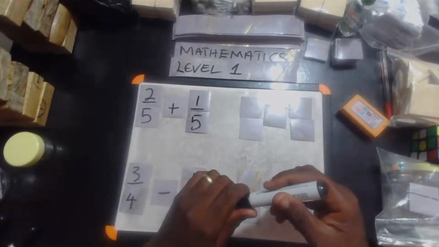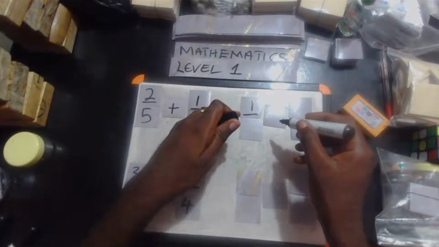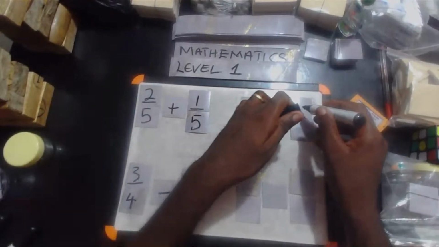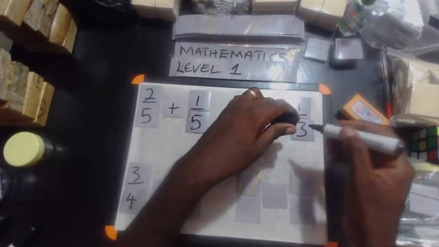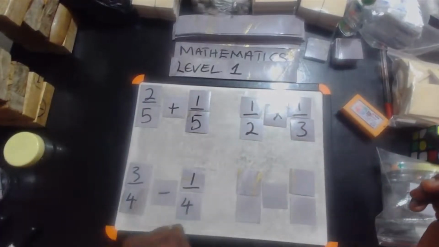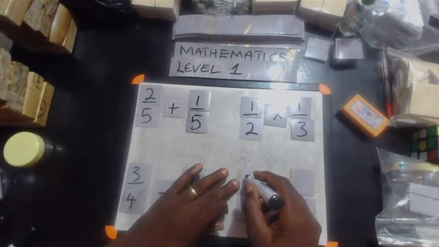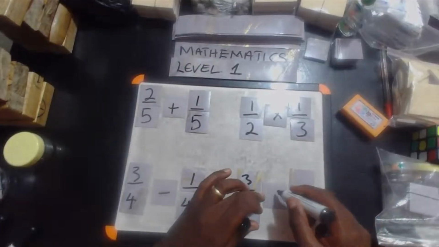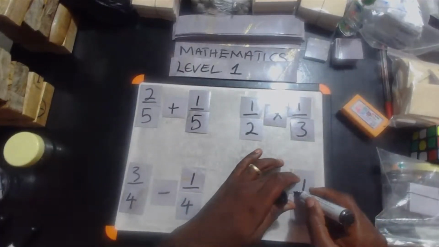The next one is 1 over 2 times 3 times 1 over 3. Can you solve this? Try this. The next problem is this, which is 3 over 4 divided by 1 over 2.